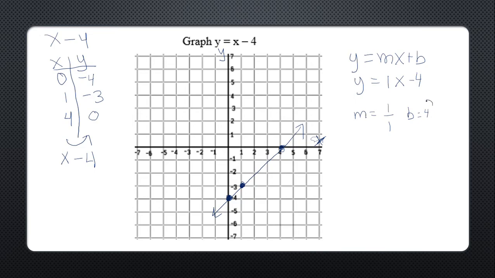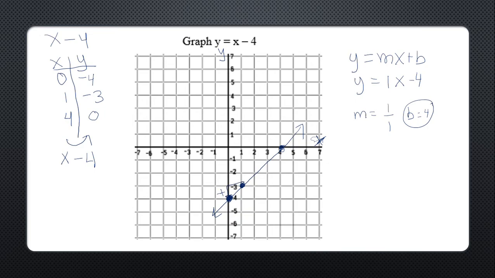So the b tells me where I'm going to cross over the y-axis. That's where I'm going to start. I'm going to go where y equals -4. So that's where my point would be for that. And I'm going to go up 1 over 1. So I'm going up 1.